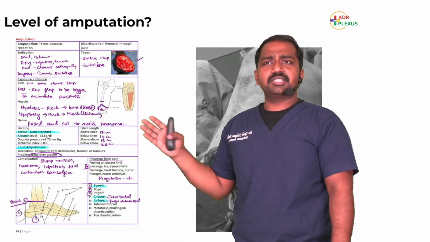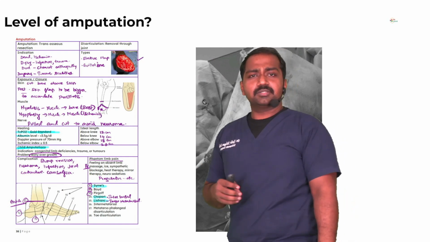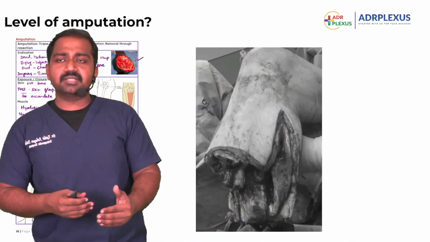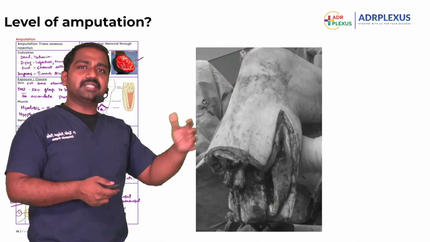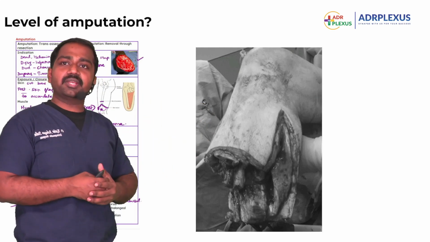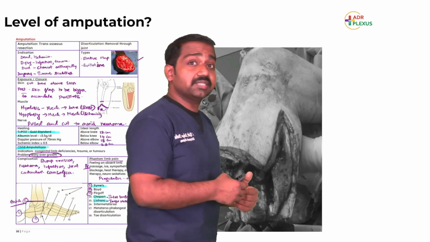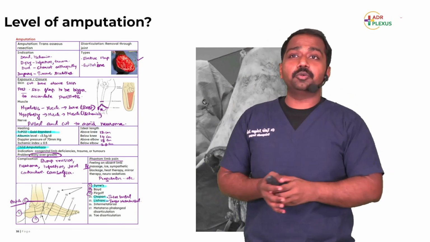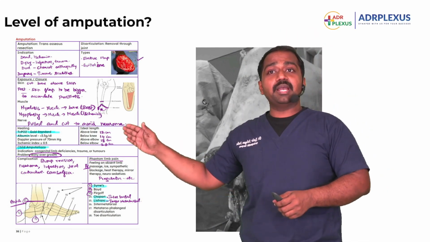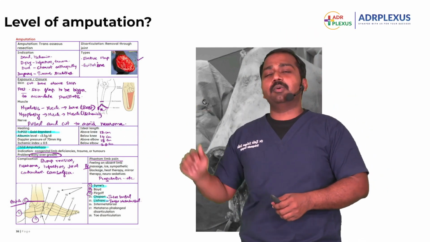And next, there is a question about the level of amputation. See, for level of amputation, we have discussed how to cut the skin, how to cut the muscle, how to cut the nerve. And we have even discussed what the ideal length is that you should maintain: above knee amputation, below knee amputation, above elbow amputation, below elbow amputation.